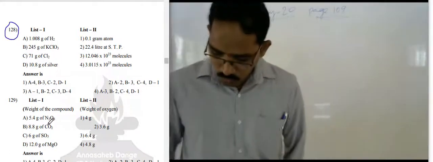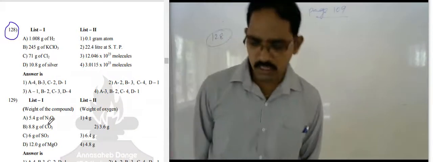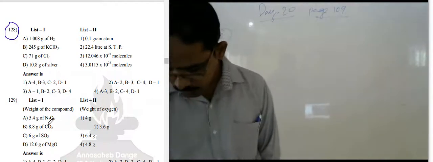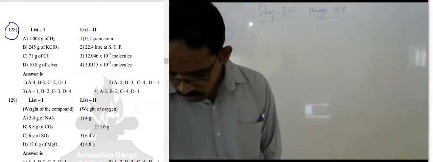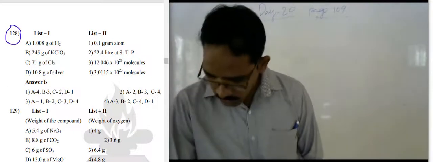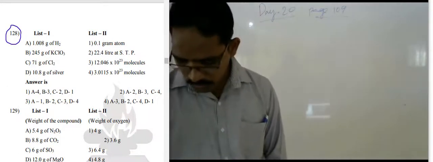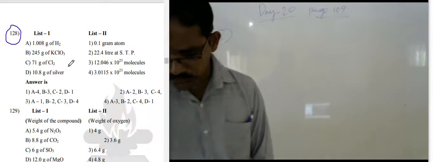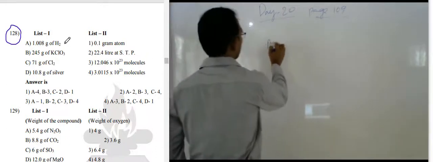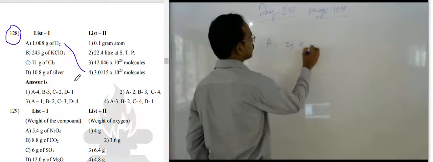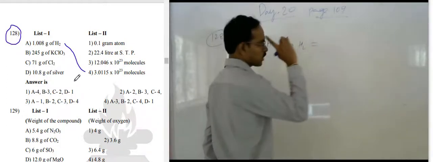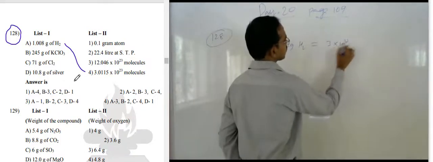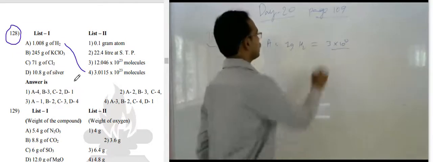The A option, 1.008 means nothing but 1 gram. 1 gram of hydrogen equals 3 into 10 power 23 molecules. Why? Because half mole. A is 1 gram H2, and 2 gram is the 1 mole. 1 gram is half mole. Half mole means 3 into 10 power 23. So A is 4.